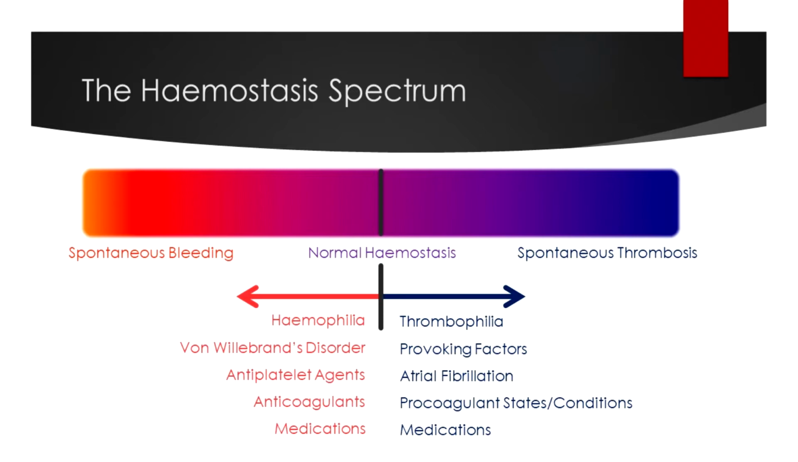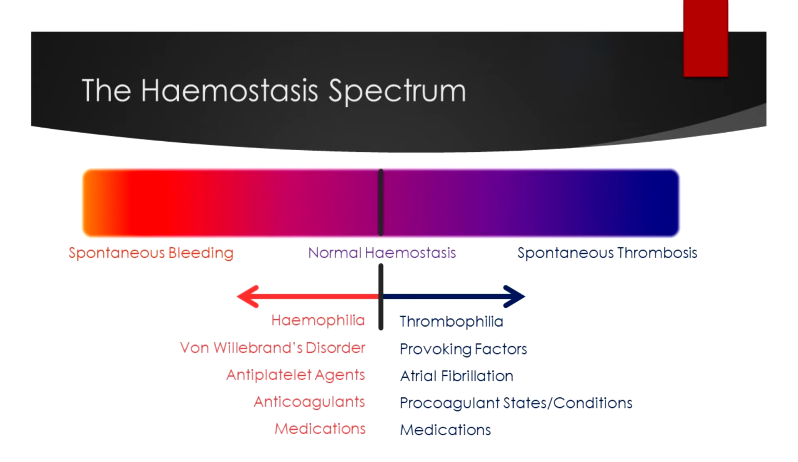And we have conditions that predispose us to spontaneous and very severe bleeding at one end of the spectrum. And that's particularly inherited or acquired conditions like hemophilia or the effect of drugs. And then at the other end, we can have spontaneous thrombi, whether it be arterial or venous, and that end of the spectrum is also very unpleasant. There are a number of conditions that promote clotting to sometimes a pathological degree. So thrombophilias, which we're covering in this one, provoking factors for VTE, atrial fibrillation, procoagulant states or other conditions that contribute to those like cancer, and then medications that have a prothrombotic effect.